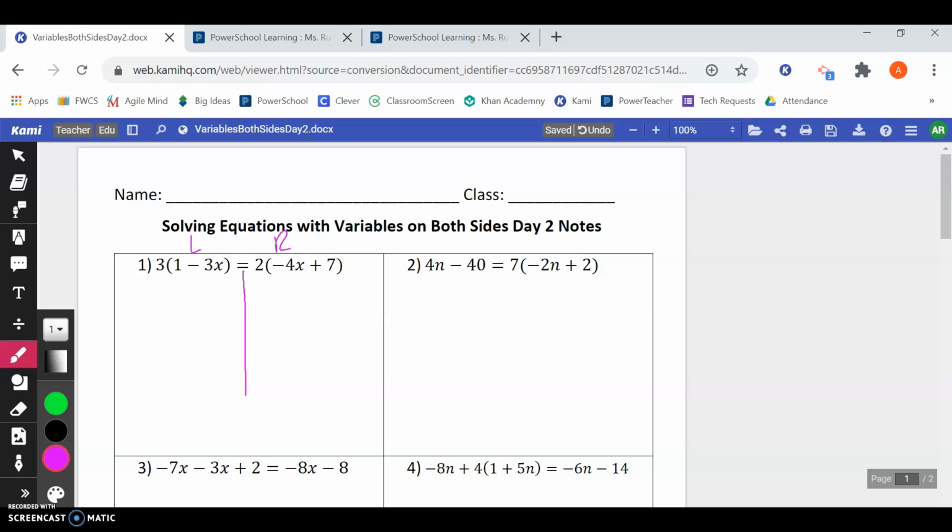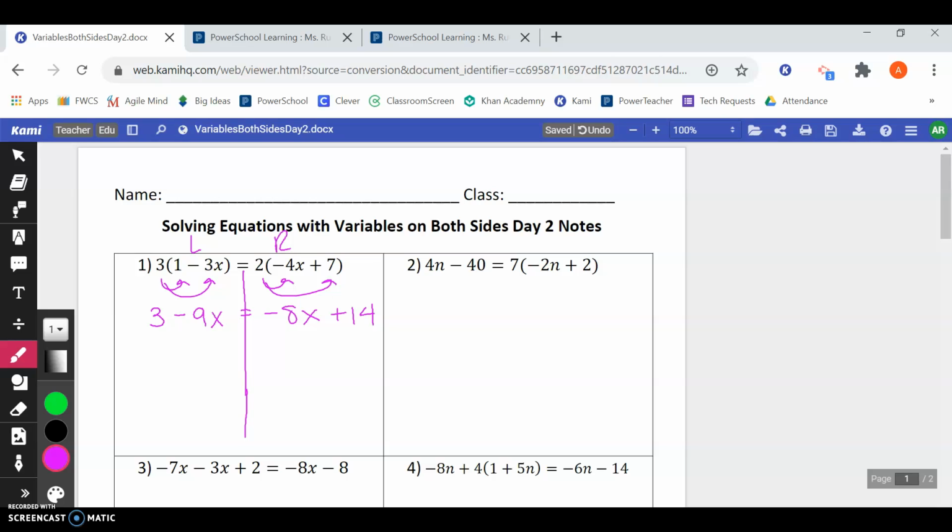On the left, I can distribute, so I'm going to do that. I have 3 times 1, and that's 3. And then 3 times negative 3x, which is negative 9x, equals. I can't do anything else on the left because I can't combine these. Now I'm going to distribute on the right. 2 times negative 4x is negative 8x, and 2 times 7 is a positive 14. Now I can't do anything else on the left and the right, and remember, I can't combine over the equal sign.